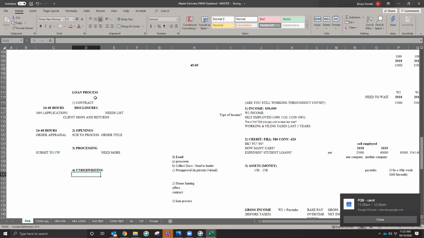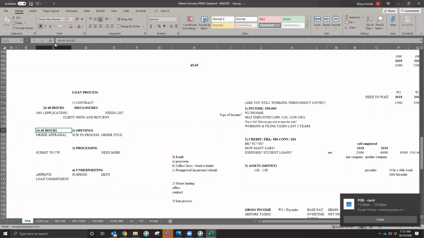The underwriter, she will approve, suspend, or deny the loan. Depending on how good your loan officer was, this one shouldn't happen so often. More often than not, we will get the approval. What is the approval? The approval is also known as the loan commitment.